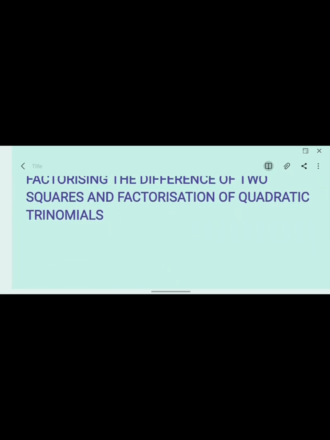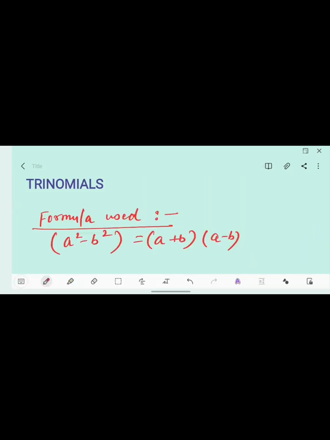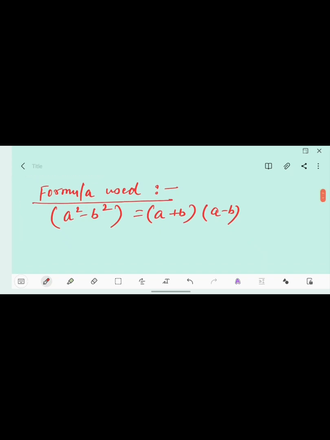So the first one is factorizing the difference of two squares. And the formula used is a square minus b square, which equals (a plus b) and (a minus b). Okay, so we'll look into some examples to understand the given formula.